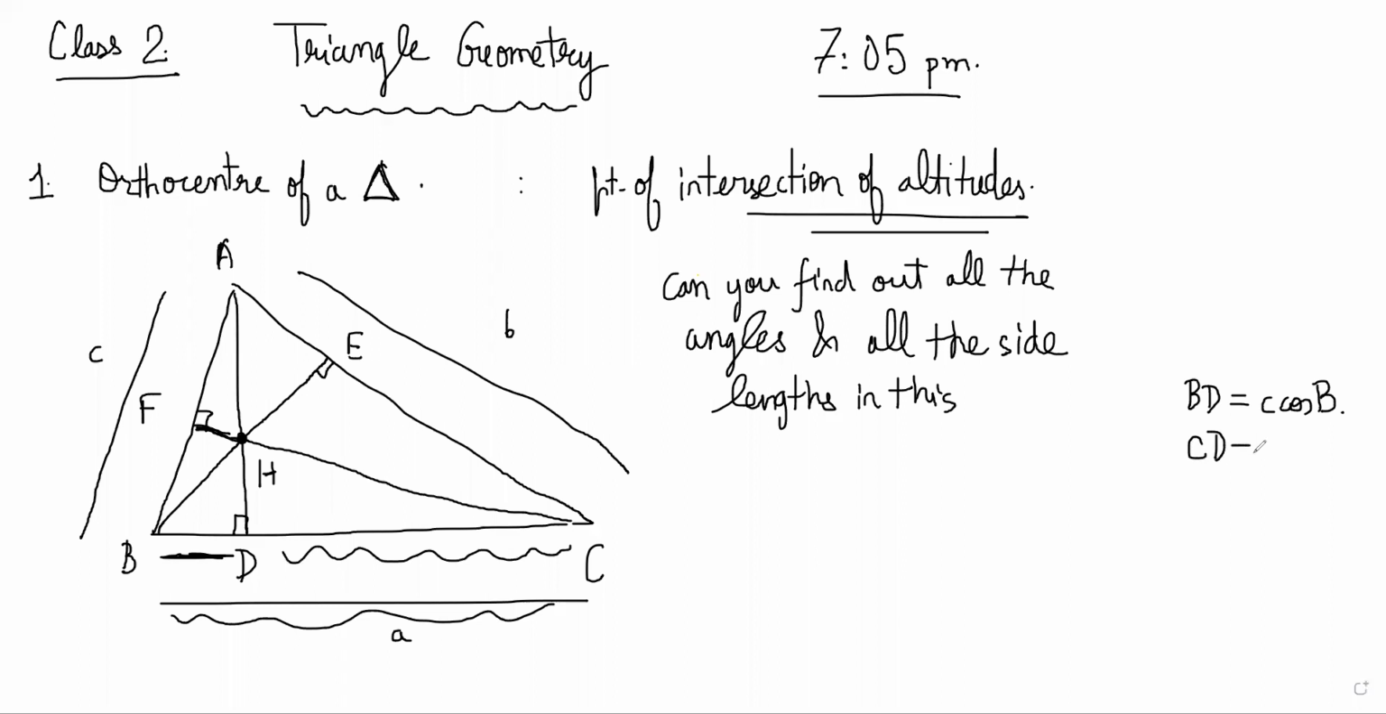Similarly, CD will be what? b cos C. Correct. And so all the portions of the sides, BD, CD, CE, EA, AF, FB, all of those are easy to find, right? Everyone can list down those values, correct?